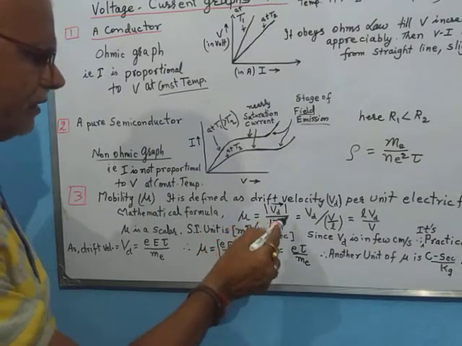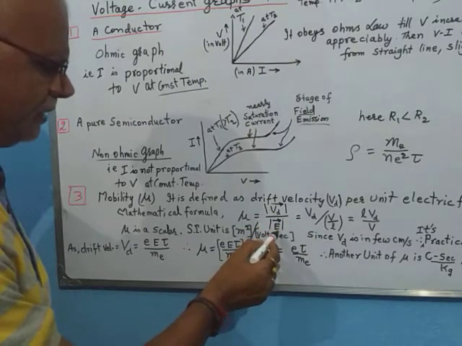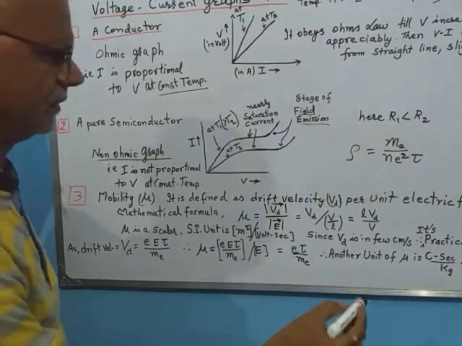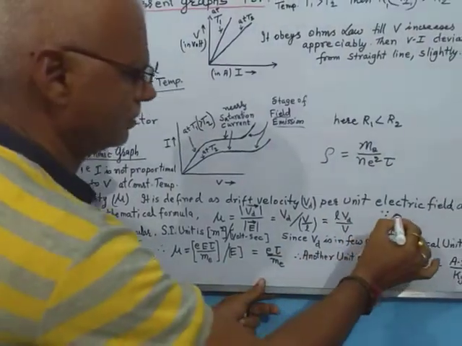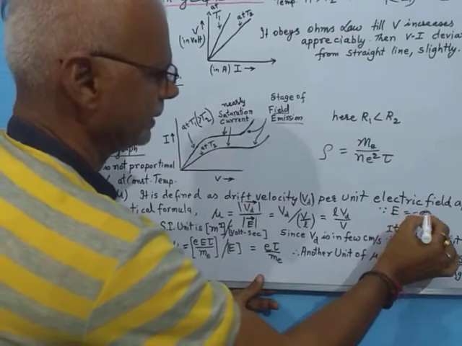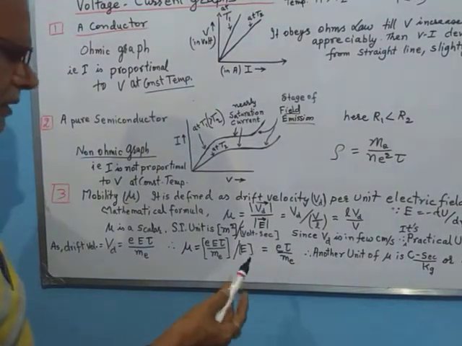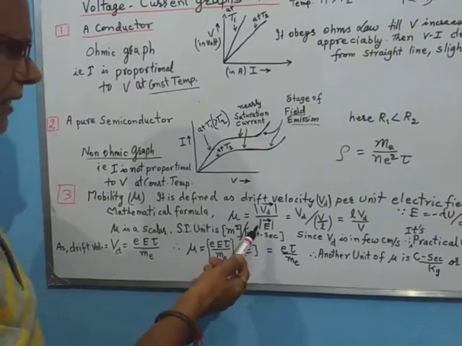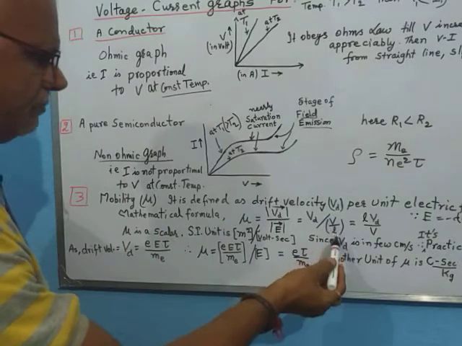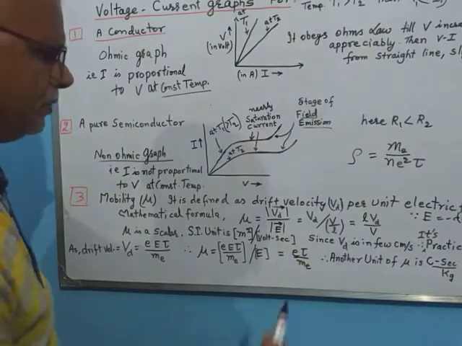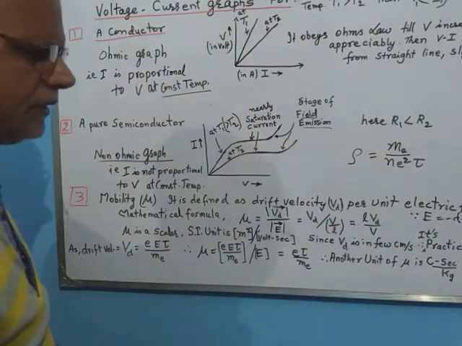And when you put in the value of drift velocity, and you put the value of electric field in terms of V by L, because you all know the relation E is equal to minus dV by dr. So from this relation we have dV is equal to E into dr, and therefore for electric field we have dV by dr, that means V by L. L is the length of the conductor and V is the potential difference applied across the conductor. So this is one format of the mobility.